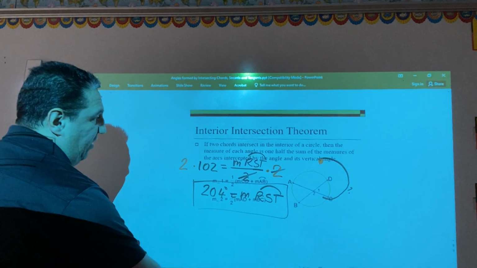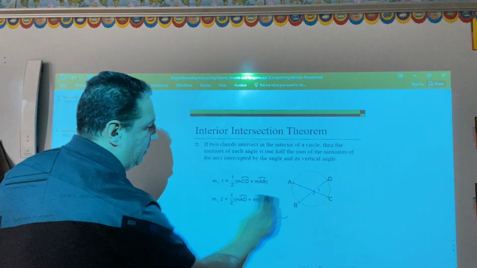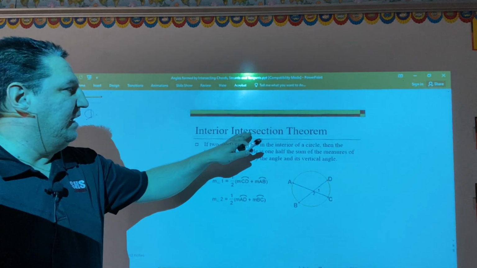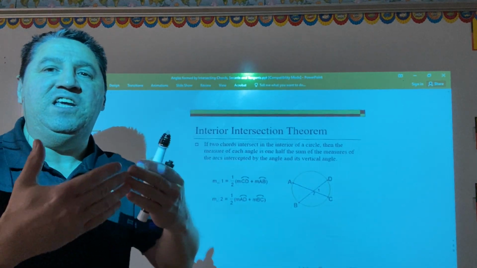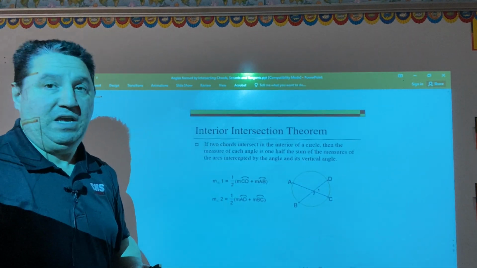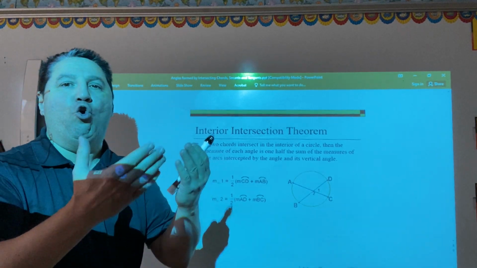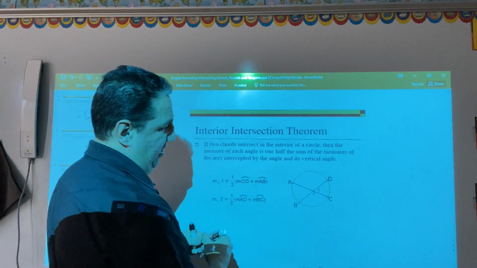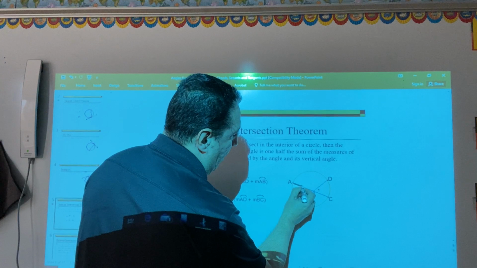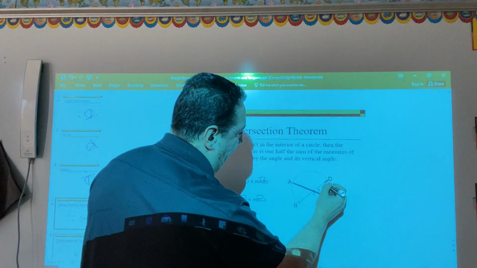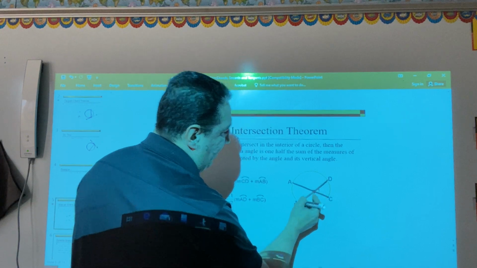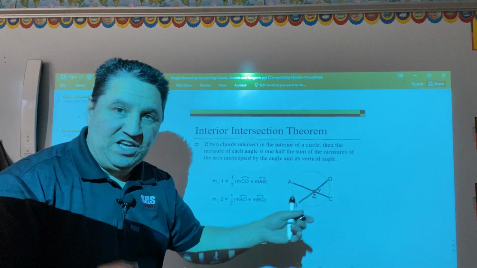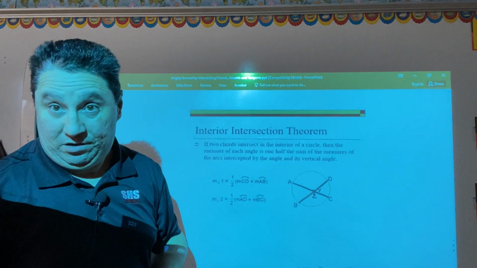Now let's talk about other cases of intersection. Now, we have the interior intersection theorem. What does interior intersection mean? When two chords are intersecting inside the circle. As we see here, chords AC and BD intersect at this point, and the point of intersection is inside the circle, right?